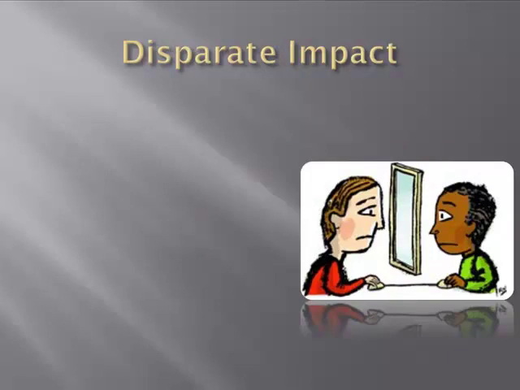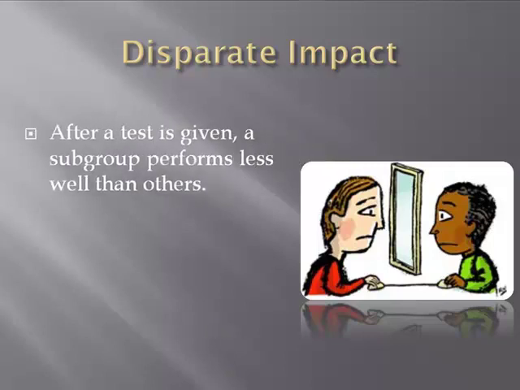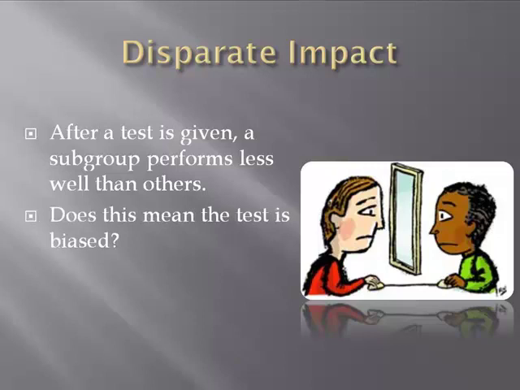All right, disparate impact is another way to look at the fairness of tests, and this is after a test has been given. This is the only way you can find out if there is disparate impact, right? And that's when, after a test is given, a subgroup performs less well than others. Now, does this mean it's unfair to that group, or that the test is biased? Not necessarily, but it's a warning signal, and it's a flag.